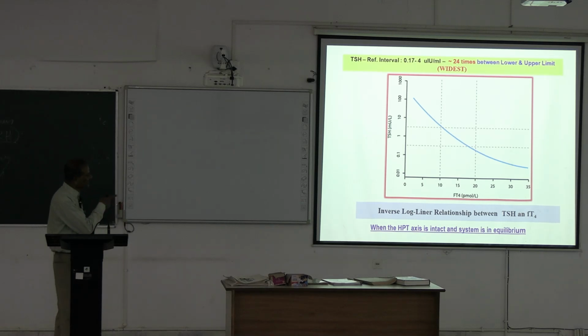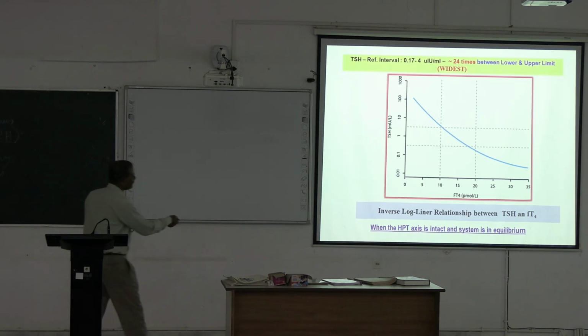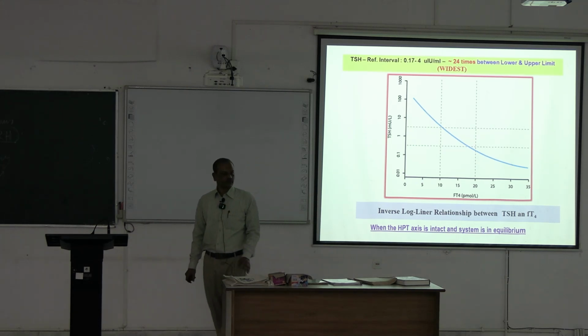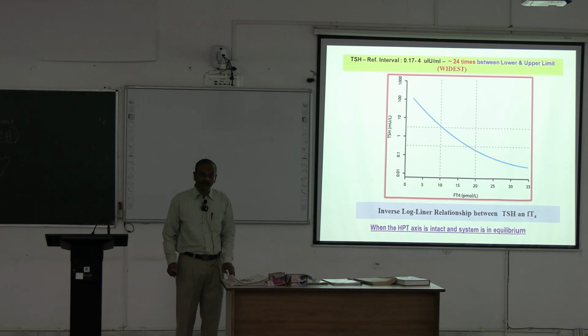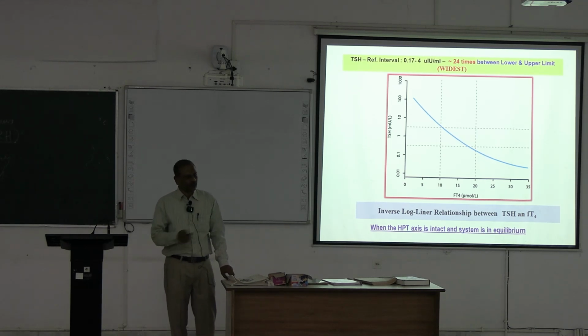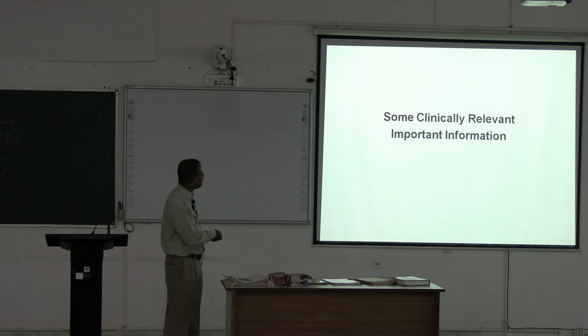So this is the reason why FT4 is on the linear scale on the x-axis, and TSH is on the y-axis in logarithmic form. That's why it is called an inverse log-linear relationship. This is not written in your book. I had to search for it in Metabolic Clinics of North America, 2002, because I was not getting an answer to this.